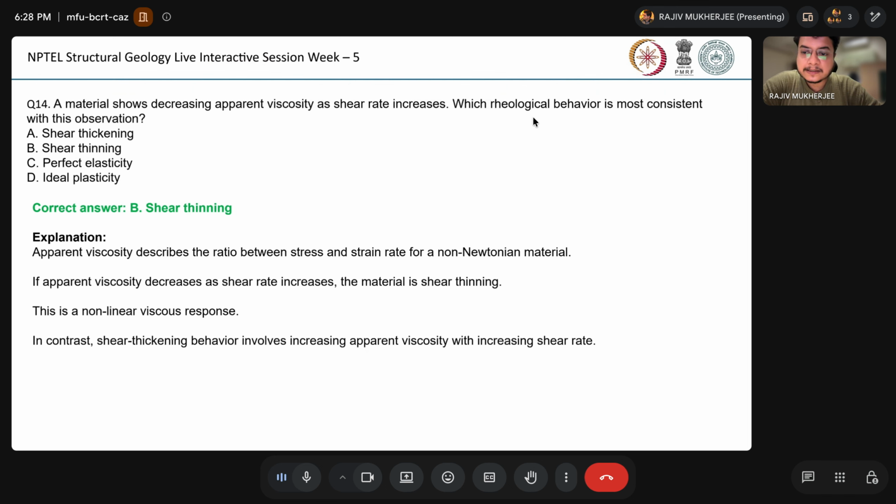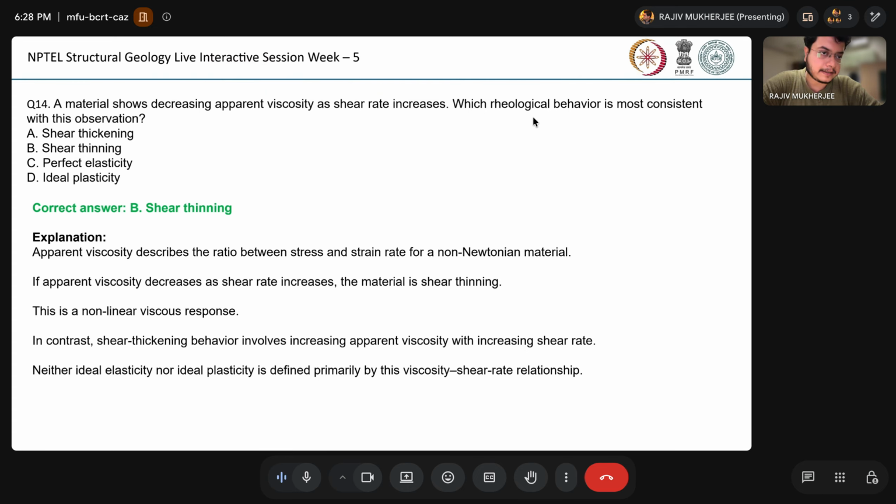In contrast, shear thickening behavior involves increasing apparent viscosity with increasing shear rate. Neither ideal elasticity nor plasticity is defined primarily by this viscosity and shear rate relationship, because both of them are rate independent.